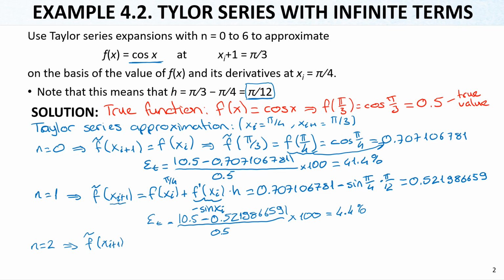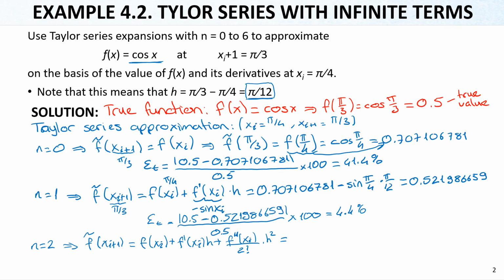f(xi plus 1), actually here xi plus 1 is pi divided by 3, equals f(xi) again plus f prime, the first derivative, of xi times h, and the second term, it is the second derivative of xi divided by 2 factorial times h squared. So h is pi divided by 12 always, don't forget that.